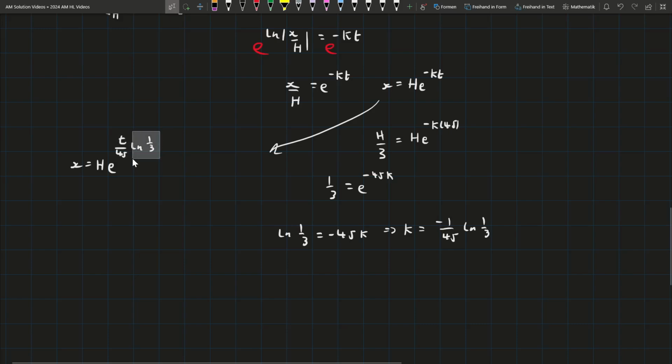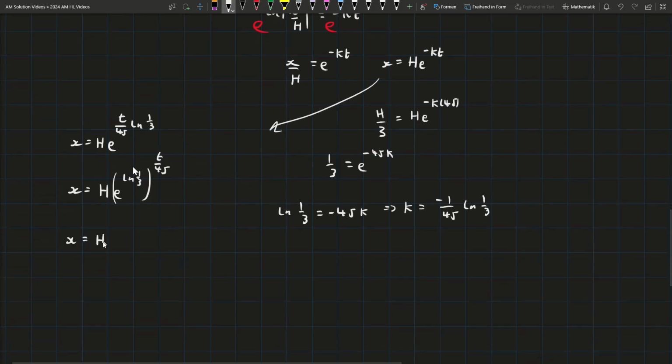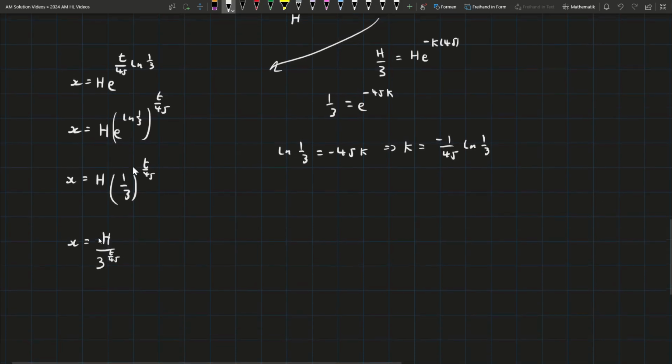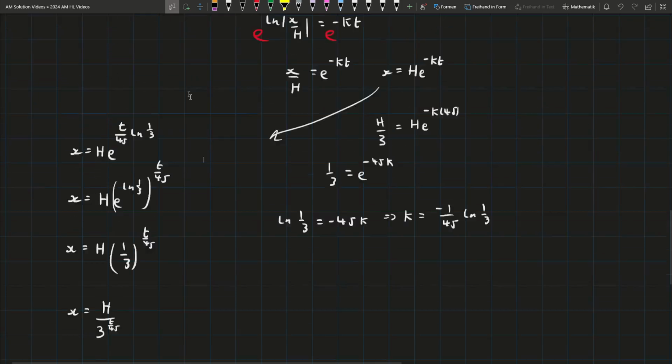And then you can swap these around technically, and then the ln will cancel. If you want to make it really simplified, you can do that. You can do h e, and then for multiplying powers, you can do it like this, to the power of t over 45, and then they'll cancel, so you'll get x equals h, and then e and ln cancel, and you'll get 1 over 3 to the t over 45. Or in other words, x equals h times, or h over 3 to the t over 45, because 1 to the power of that is just 1. So you can simplify it like that, or you can leave it like this. When you plug in, it shouldn't matter.